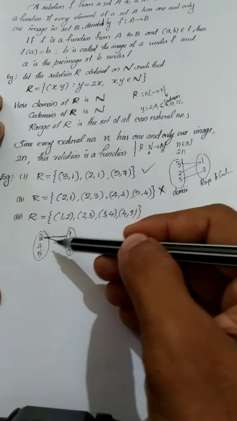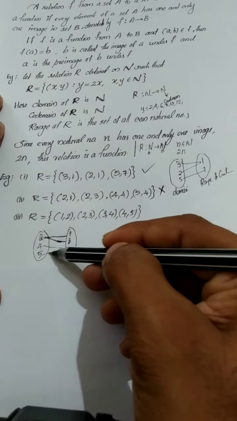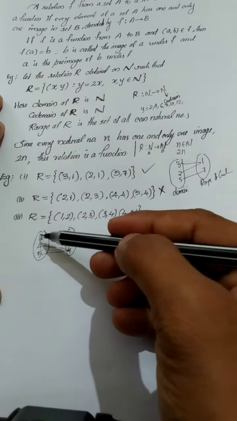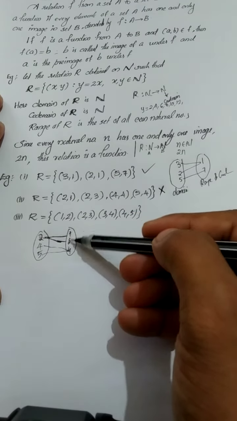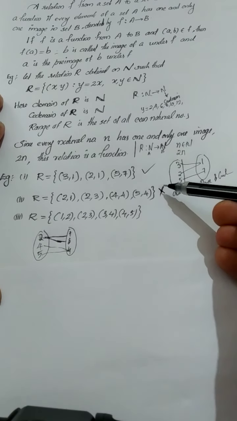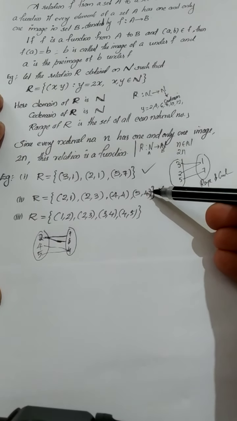And also the remaining mappings are 4 to 4, 5 to 4. These are not problems, but here the problem is the element 2. 2 has 2 images. So that's why this is not a function. Actually, this is a relation. We can count this as a relation, but this is not a function.